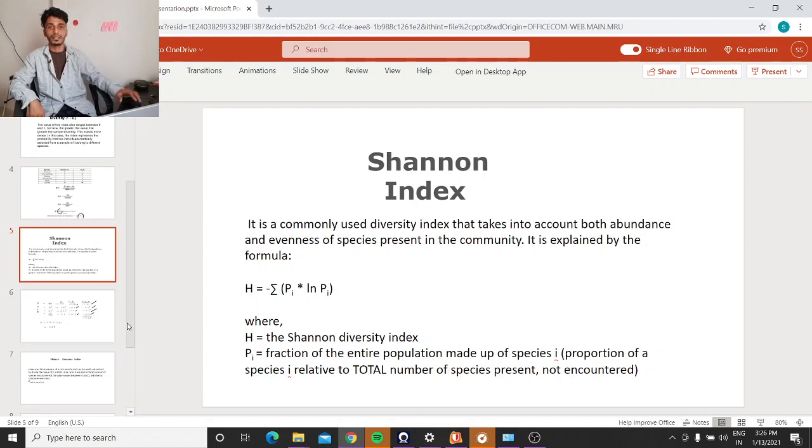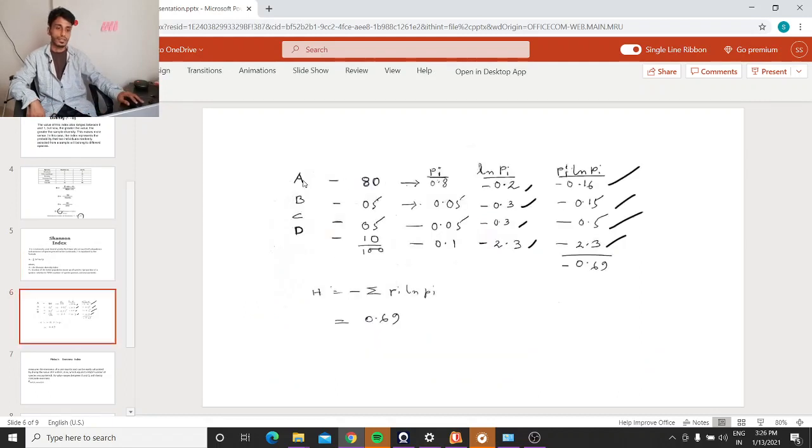So let's see an example. Here 4 species are present. The number of species A is 80, B is 5, C is 5 and the number of species D is 10. So the total number of individuals here is 100 and pi is 80 divided by 100, 5 divided by 100, 5 divided by 100 and 10 divided by 100.